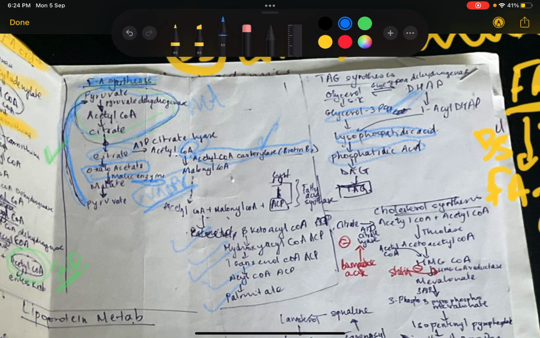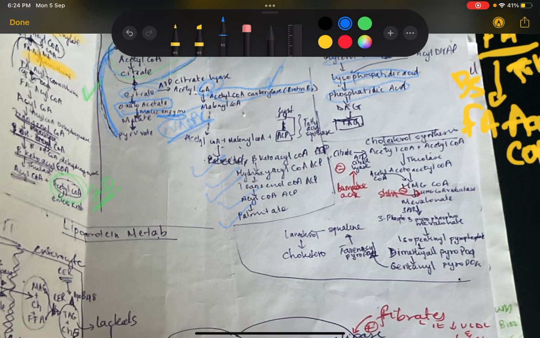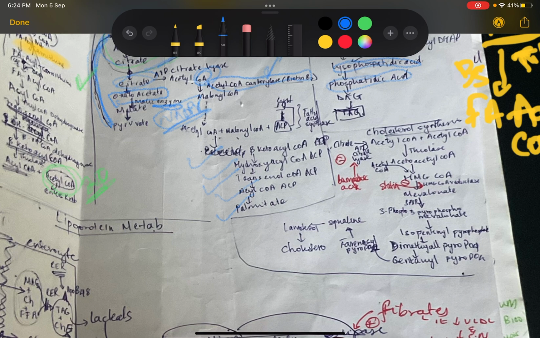All right, and then coming to the very important step, your cholesterol synthesis. The thing about cholesterol synthesis is that it's very similar to ketone bodies. You use two acetyl CoA, and then you make an HMG CoA. Usually your HMG CoA step out here till here is the same, where you use an HMG CoA synthase and you use a thiolase and you form HMG CoA.